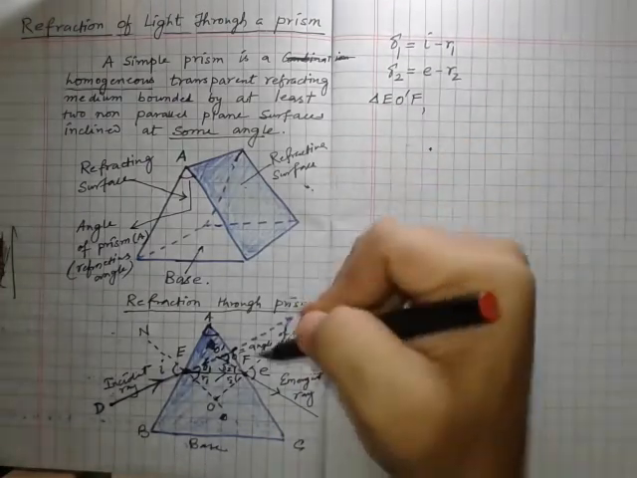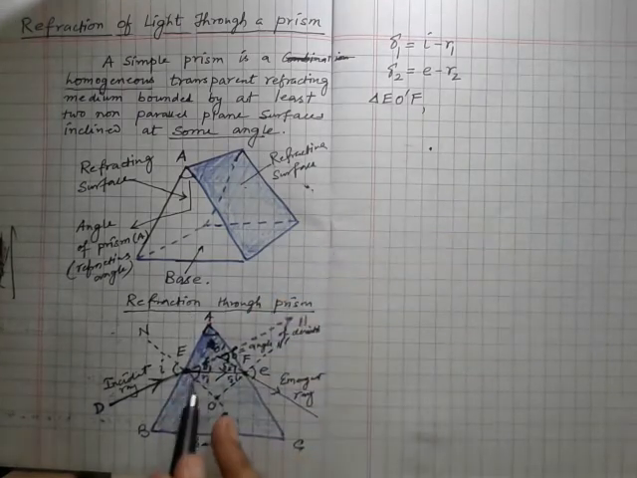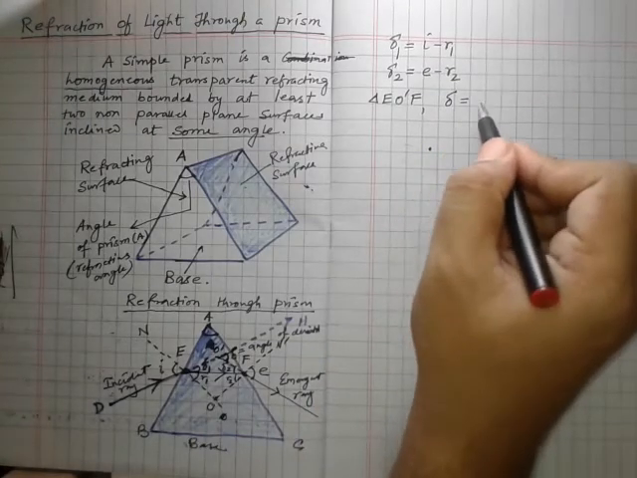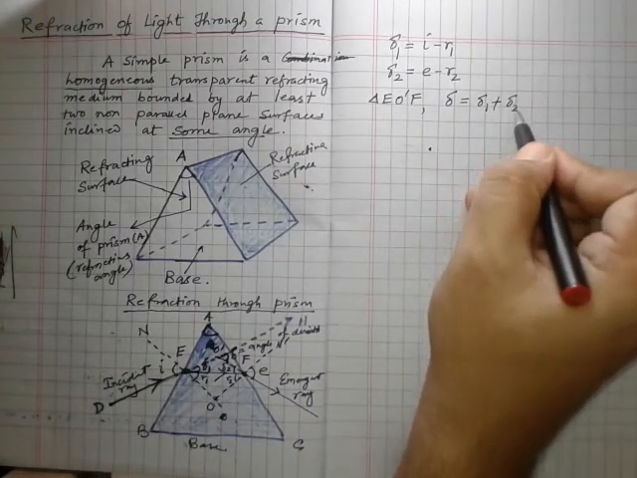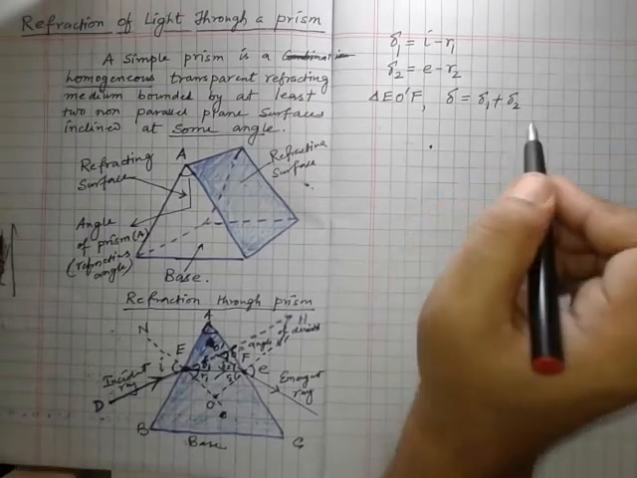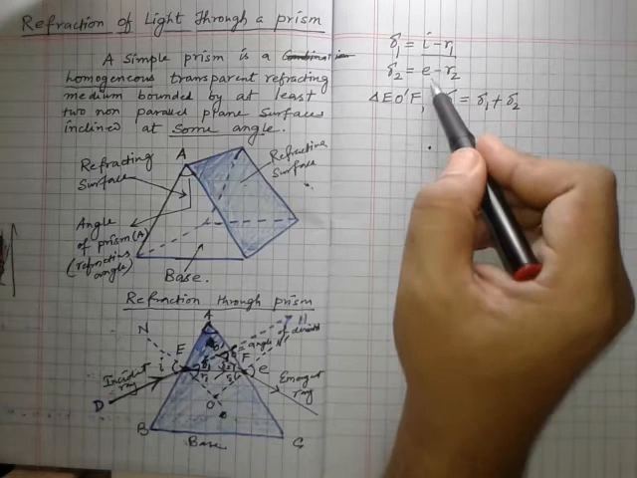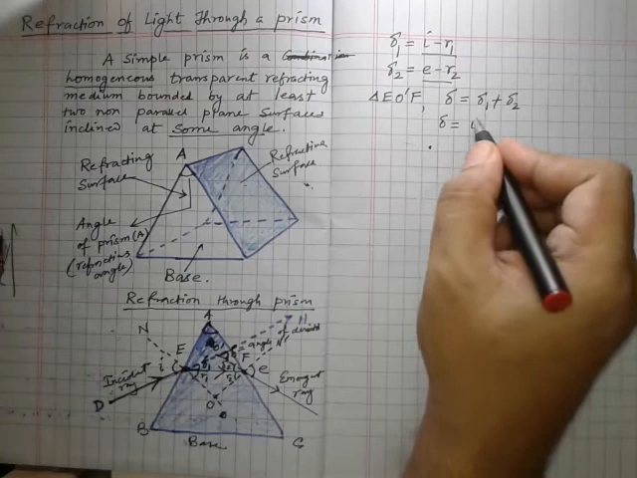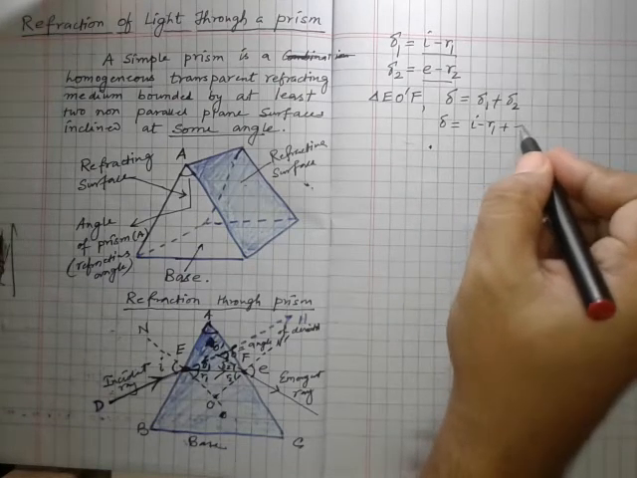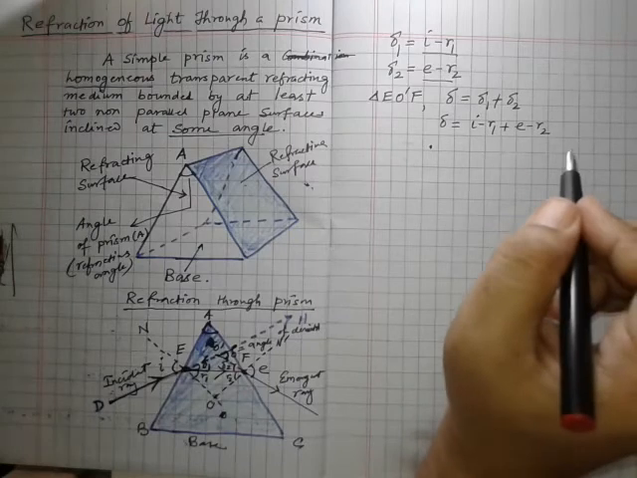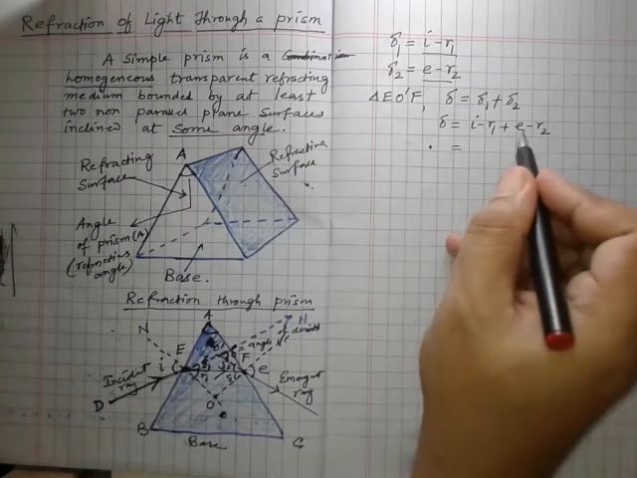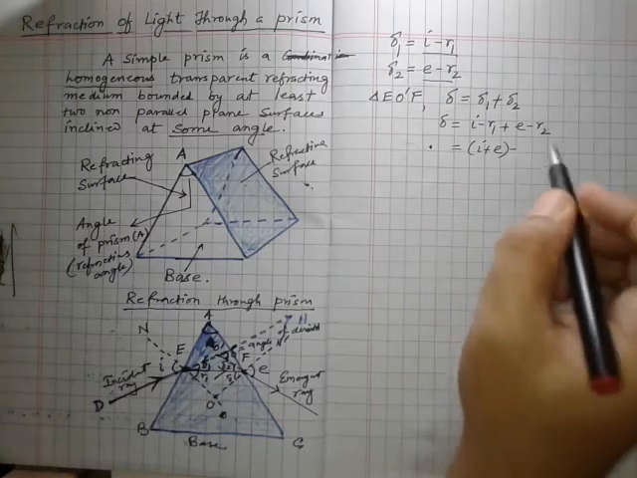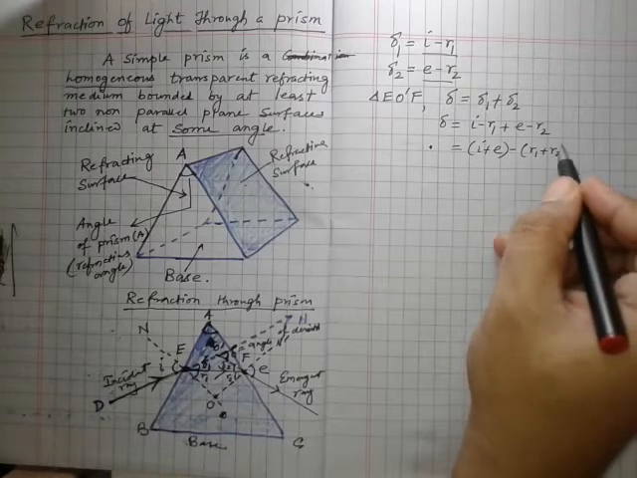In this triangle, delta is the external angle, and these two, delta 1 and delta 2, are the internal angles. So you can write delta is equal to delta 1 plus delta 2. Already we found the delta 1 and delta 2 values. We'll put them here. So delta is equal to I minus R1 plus E minus R2. Just bring this I and E to one side. So you can put the bracket I plus E minus R1 plus R2.